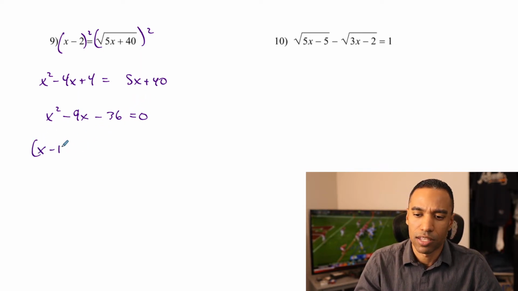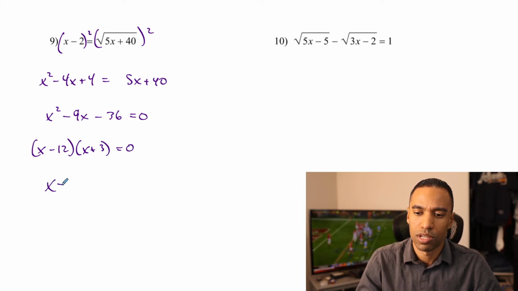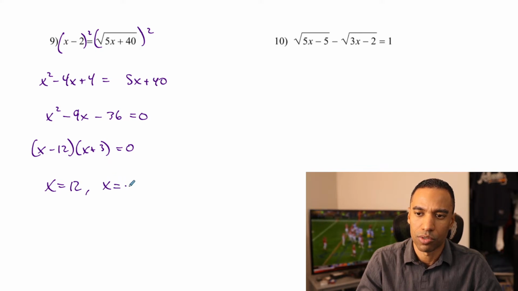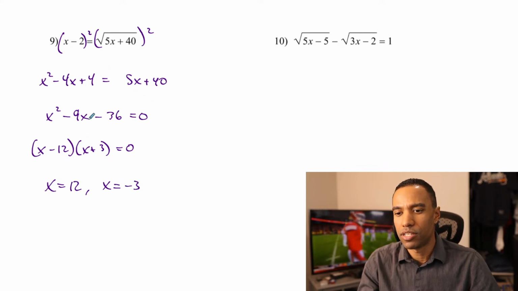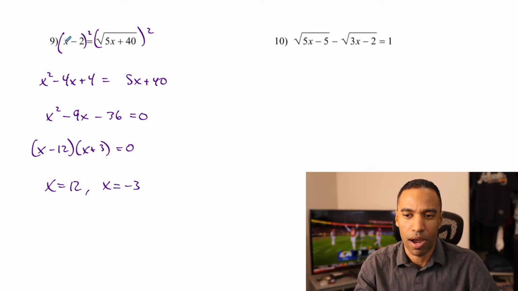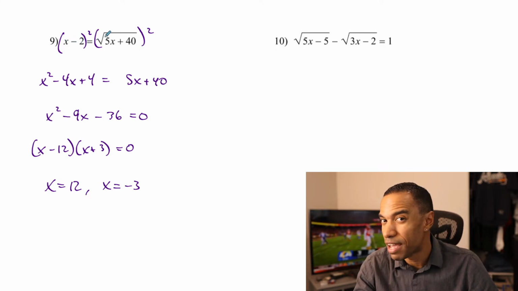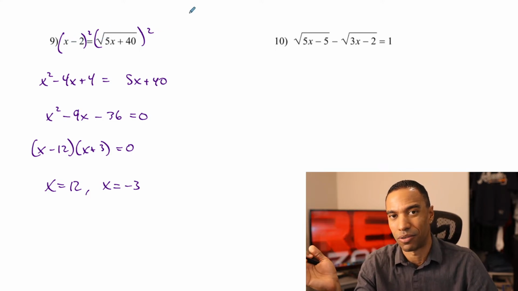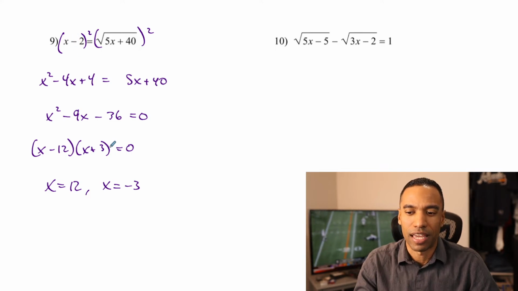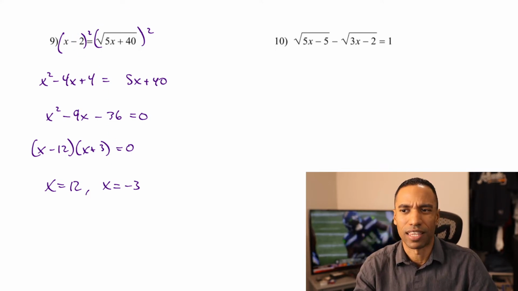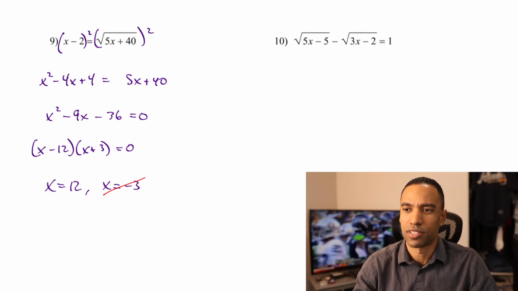That's x minus 12 times x plus 3 equals 0. So x equals 12, or x equals negative 3. Now, I'm already seeing the negative 3, and I'm thinking that's going to be a problem. Negative 3 minus 2 is negative 5. The square root of something being negative, I don't think it's going to work. That'll get you negative 5 equals 5, and that doesn't work. This one's going to be extraneous right there.